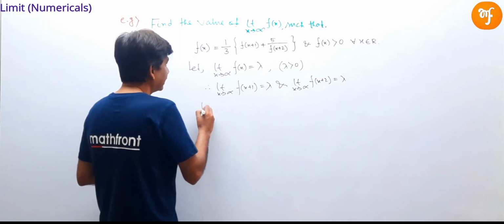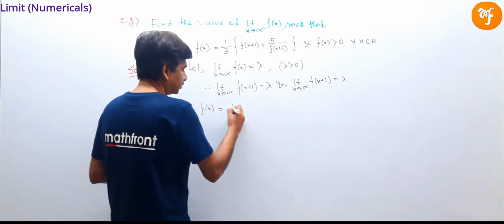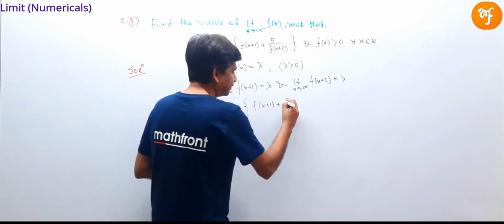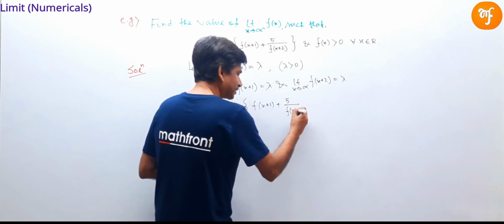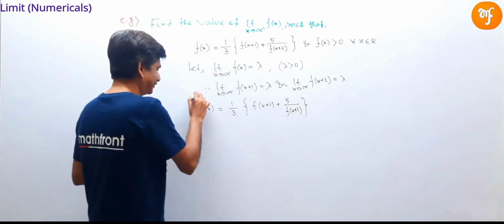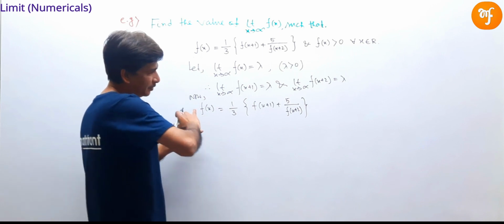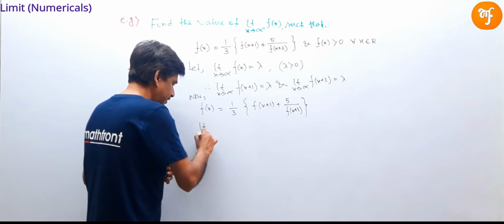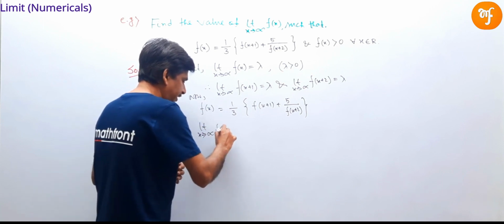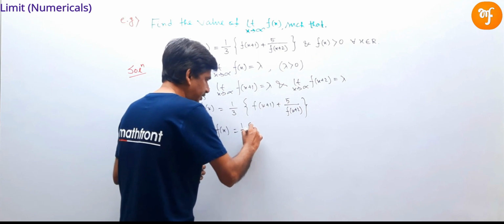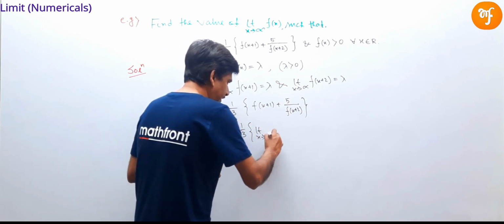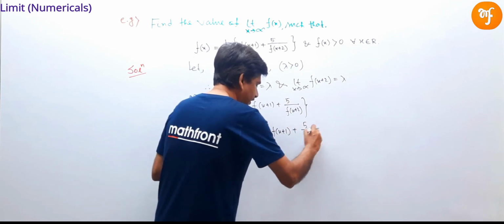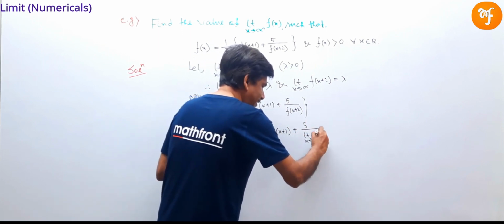We have f(x) is equal to 1 upon 3 f(x+1) plus 5 divided by f(x+2). This we have. Okay. Now if we take limit x tends to infinity on both sides, we get limit x tends to infinity f(x) equal to 1 upon 3 limit x tends to infinity f(x+1) plus 5 divided by limit x tends to infinity f(x+2).